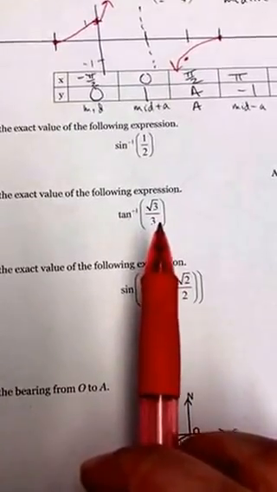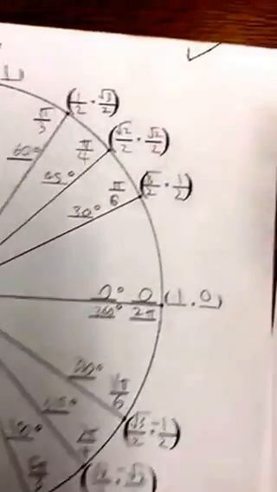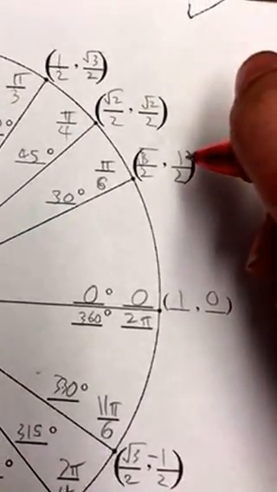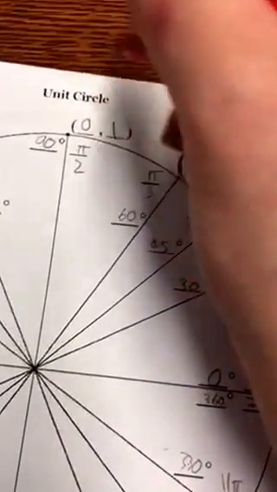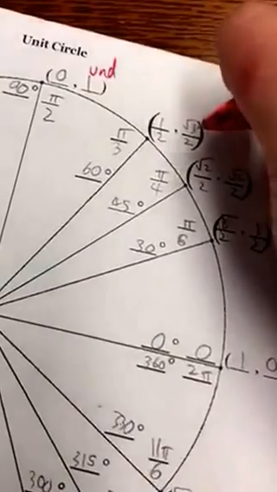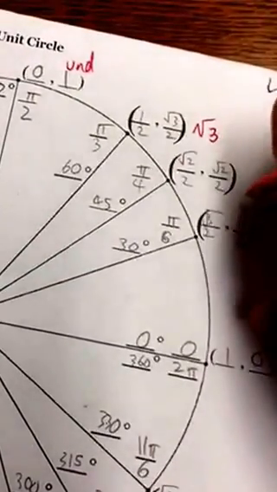Find the exact value of this expression. Where is tangent positive radical 3 over 3? Okay, so this unit circle that I found on the floor does not have tangents. So I'm going to have to do sine over cosine, etc. So I'll start up here. Sine over cosine, 1 over 0, this would be undefined. Radical 3 over 1 is just radical 3. Anything over itself is 1.